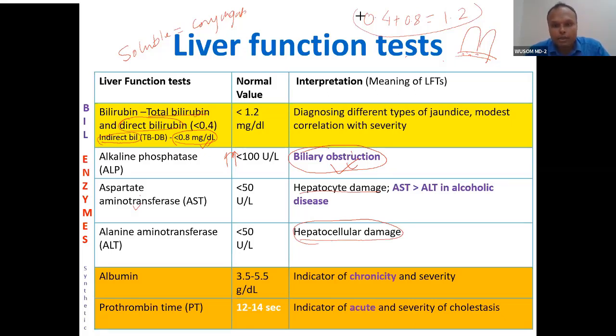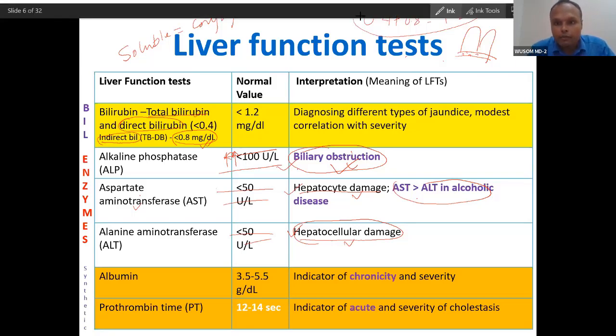So hepatocellular damage. Here you can see AST is more than ALT in alcoholic liver disease. So we will talk about this AST and ALT relation. First, just understand ALT and AST mean hepatocellular damage and ALP means biliary obstruction. That is the perfect thing you need to know for the time being. If you understand that high alkaline phosphatase means biliary obstruction, and that ALT and AST rises mean hepatocellular damage, that is very good to begin with the liver function test.